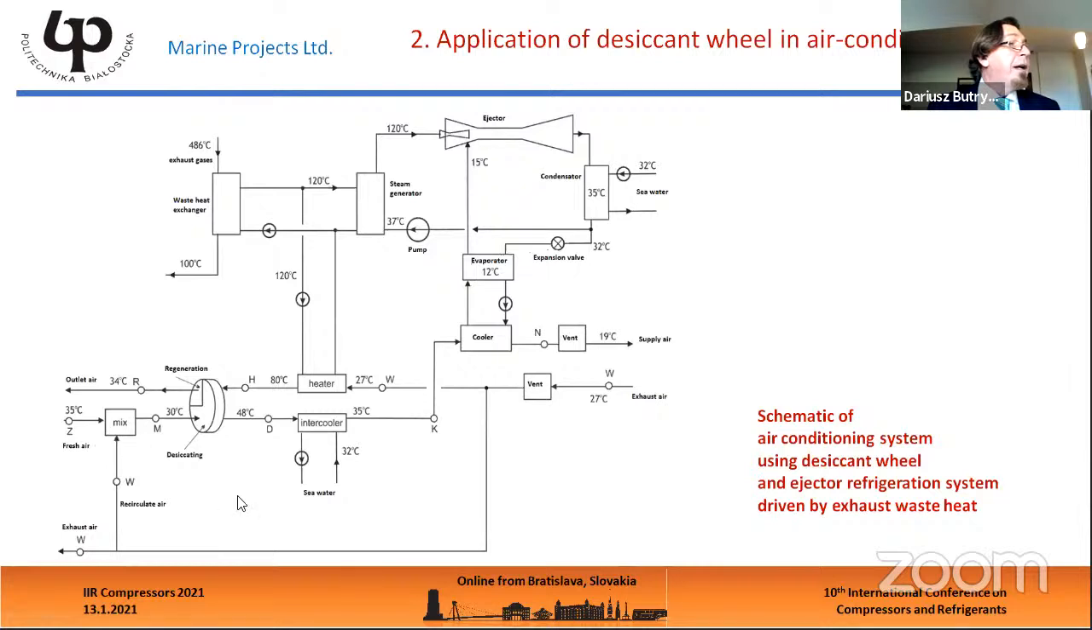Concerning the fresh air, it is mixed with exhaust air, and then it's going to the second section of the desiccant wheel, and is dried out and heated up, so that first this is cooled down in the intercooler. Because of high temperature, you can use seawater to preliminary cool down the air, and then it is going to cooler, and you need refrigeration capacity only here.